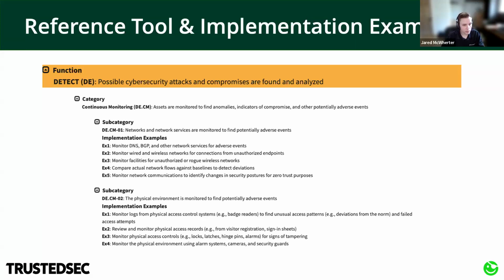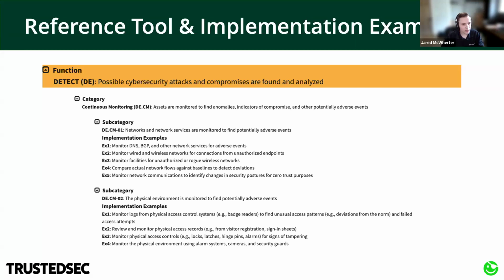Second here, the physical environment is monitored to find potentially adverse events. This is something that is always kind of lacking in security frameworks, actually managing the physical environment. We focus a lot on the network environment. We focus a lot on assets, but it's just as important to monitor and to protect the actual physical environment, as if somebody has physical access to your hardware, well, it can be hard to protect against that.